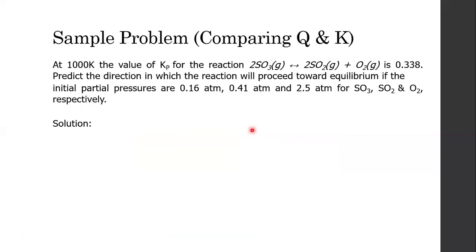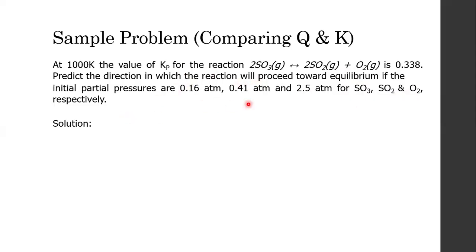Okay, so we have this problem. At 1000 Kelvin, the value of the Kp for this reaction, the decomposition of sulfur trioxide, is 0.338. Now we are to predict the direction in which the reaction will proceed toward equilibrium if we are given the initial partial pressures. So we have these values, 0.16, 0.41, and 2.5 atmosphere for sulfur trioxide, sulfur dioxide, and oxygen respectively.